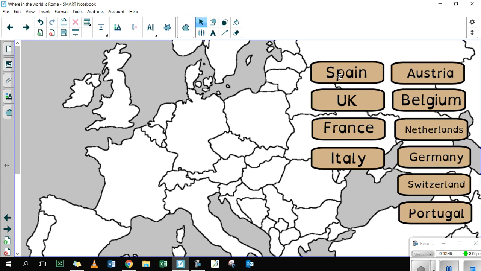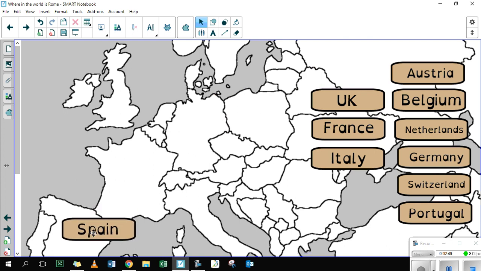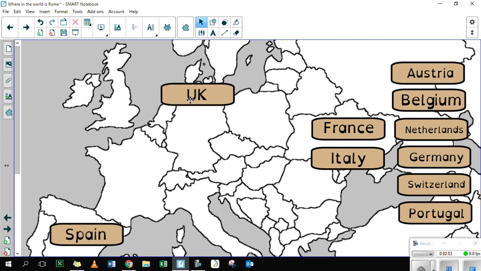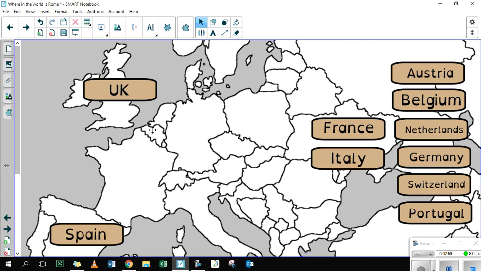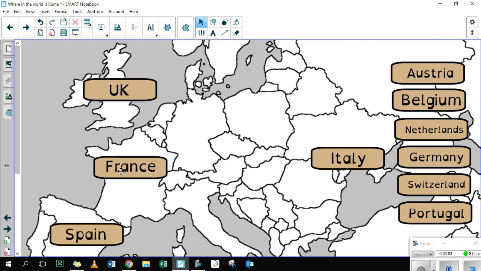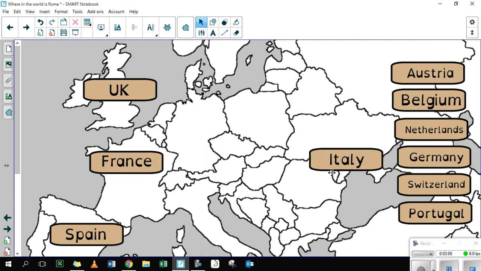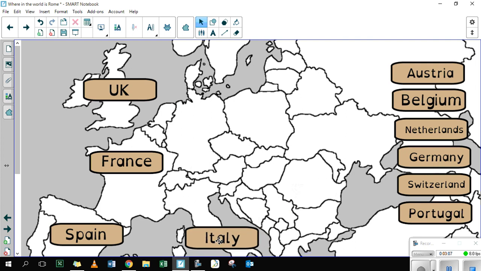So Spain, if you can remember, Spain was all the way over here. The United Kingdom, hopefully you know where to spot that, that's over here. France, if you remember, if we were flying all the way from Leeds to Rome, we flew over the top of France. So France is here. And Italy is where Rome is. We can put it over the top of where Rome would be.